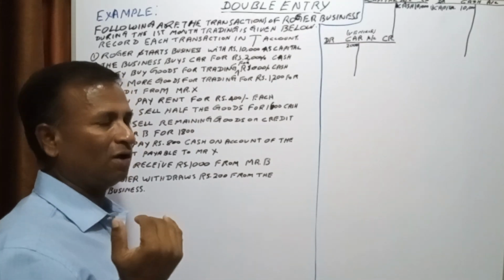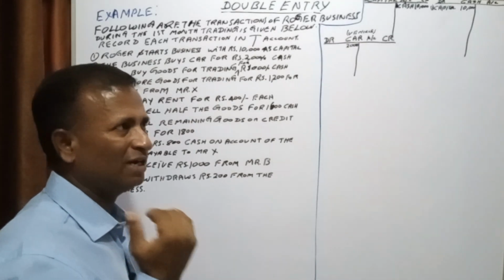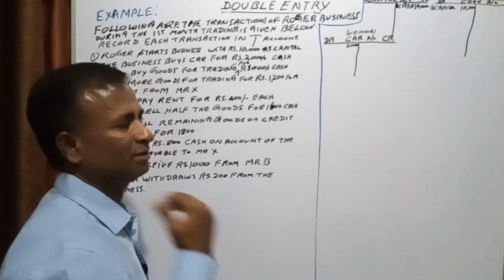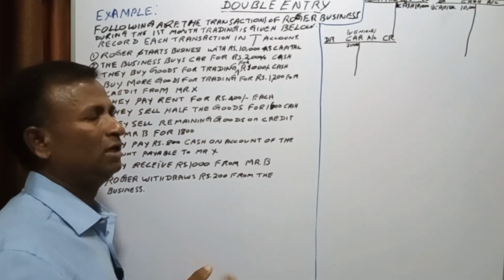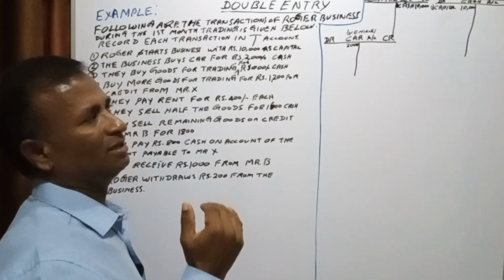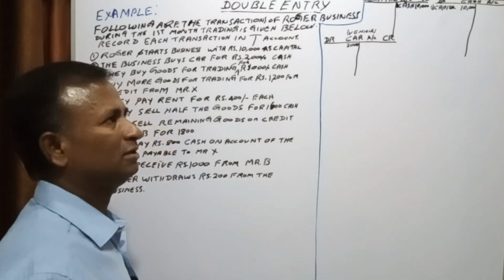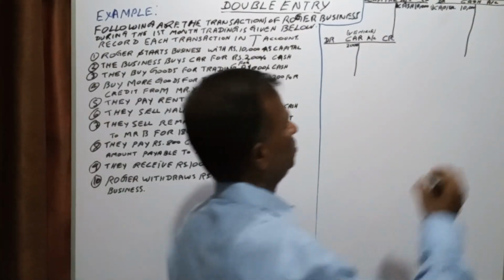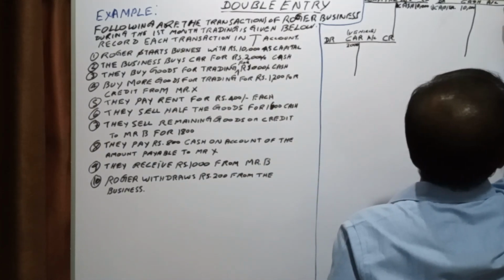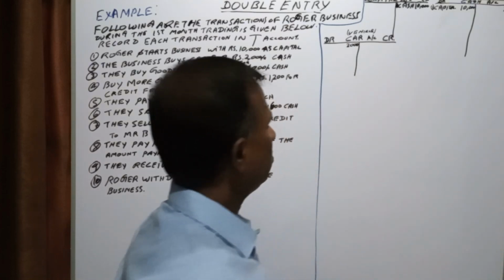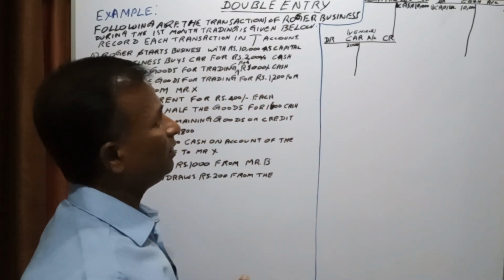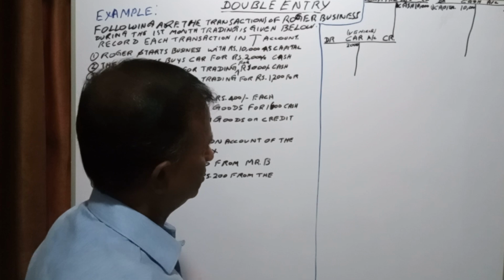Cash, how do you identify whether cash is an asset or not? It is coming under the current assets. Okay, if there is a decrease in asset, you have to pass a credit entry. So you are putting 2000 here.